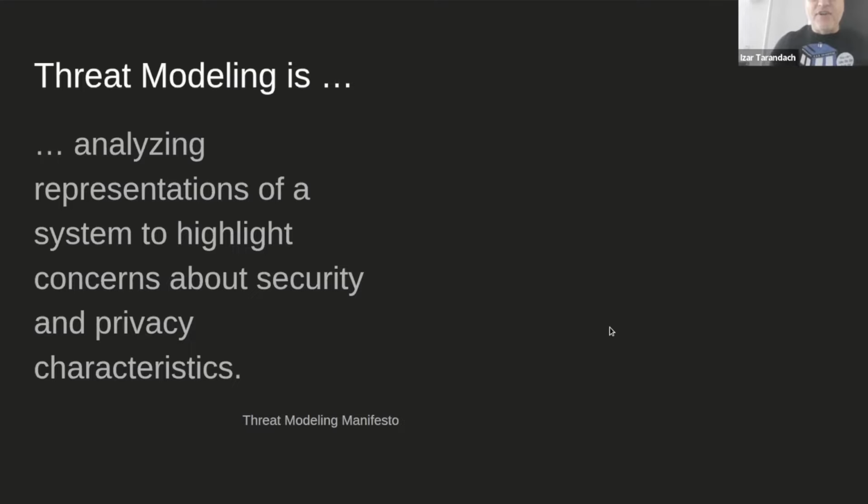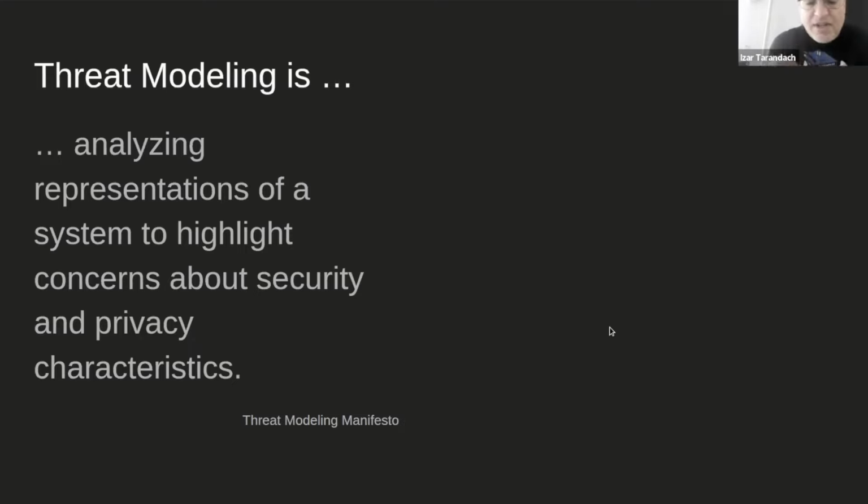Everybody has sort of a different idea of the same thing. So we came up with this very concise definition, which basically embraced what everybody thought at the time. So the important things to take away here is that we are talking about representations, plural, not only one, like many different ways of representing a system. And that we are trying to highlight any concerns that we may have, not only about the security, but also the privacy.